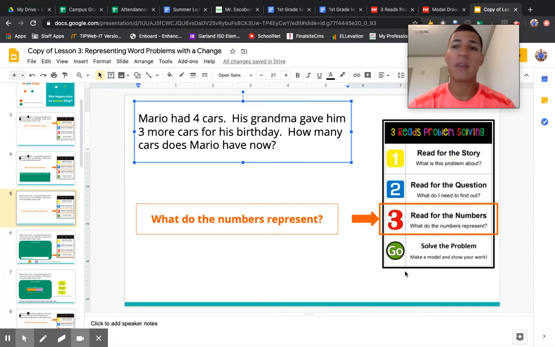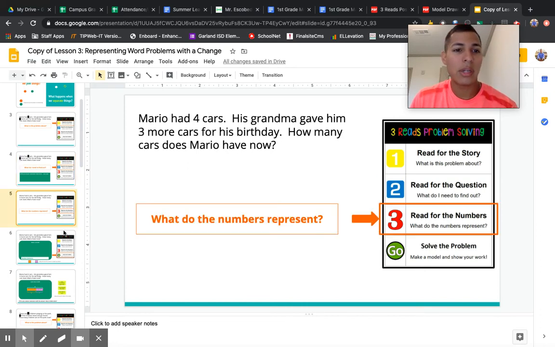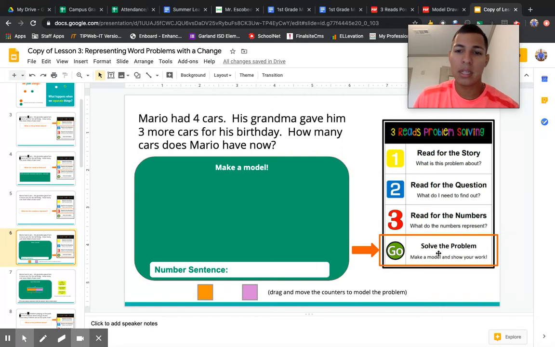All right, exactly. It says it. Cars. Our numbers are representing cars. How many cars does Mario have together? Because Mario has his own cars and his grandma gave him cars. So we know that these numbers represent cars. That backtracks us a little bit to our statement. We need to find out how many cars he has now, right here. So let's solve the problem.